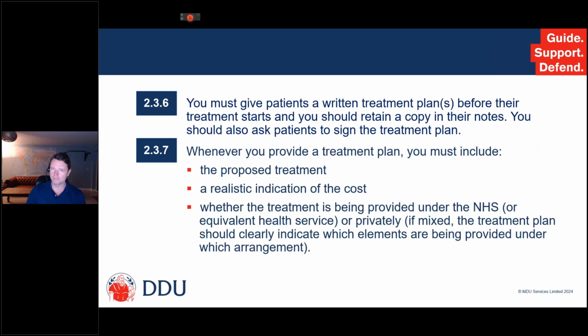You must give patients a written treatment plan. Worth looking out, if you're ever looking at the GDC standards, look how the GDC used the word must and should at different times. And of course, there's more room for maneuver with a should than there is a must. But with 2.3.6, you must give patients a written treatment plan, detailing their costs before treatment starts. Because, of course, how can a patient give consent if they don't know what the treatment's going to cost? And of course, that plan needs to include the proposed treatment, a realistic indication of the cost, and whether or not it's going to be provided under the NHS or privately.